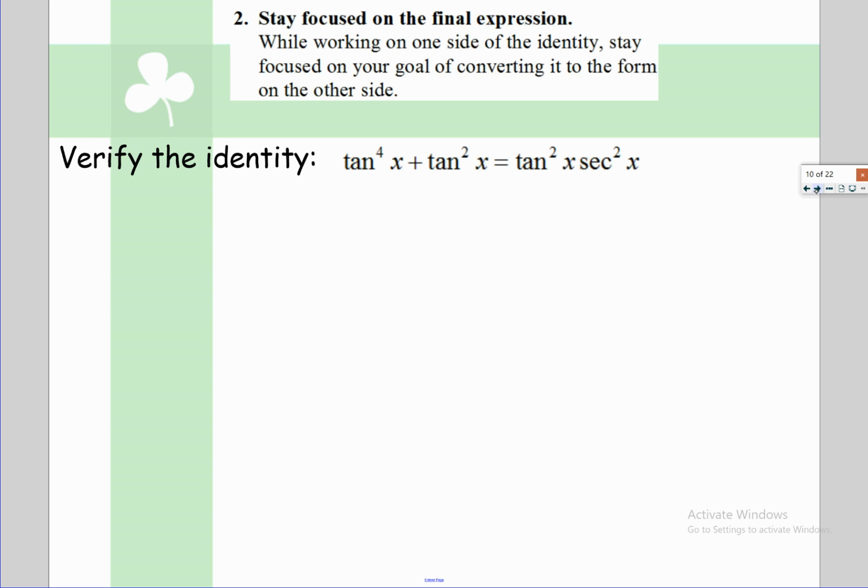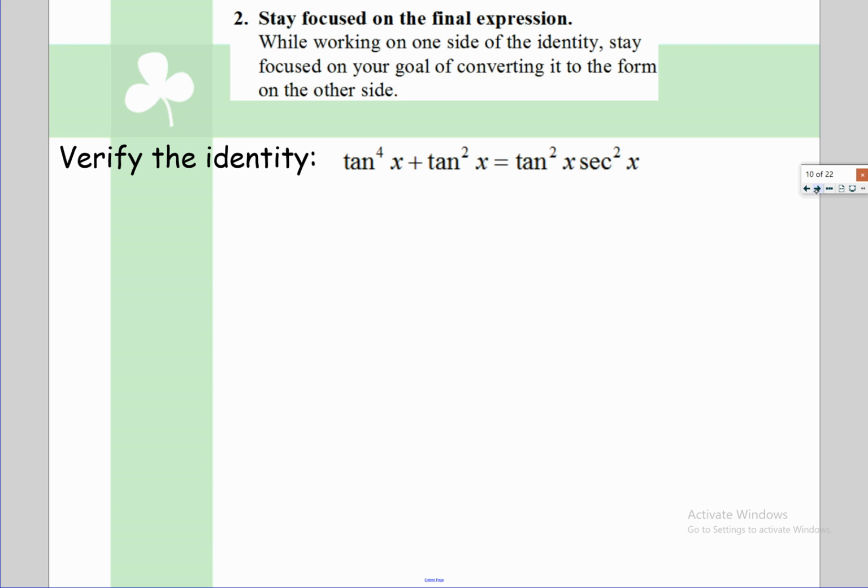Now the hint at the top here is stay focused on the final expressions. So just keep in mind what you've got on both sides. You're trying to make one look like the other. If I'm looking at this, there's one guy that stands out that doesn't fit with everybody else. Who doesn't fit? Secant squared.